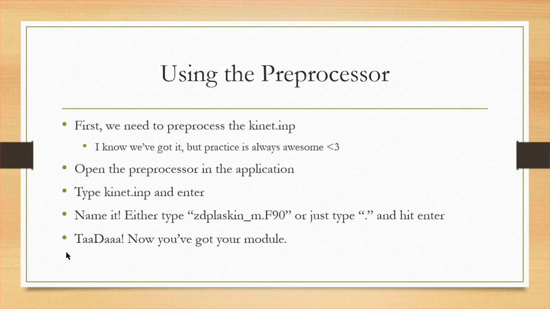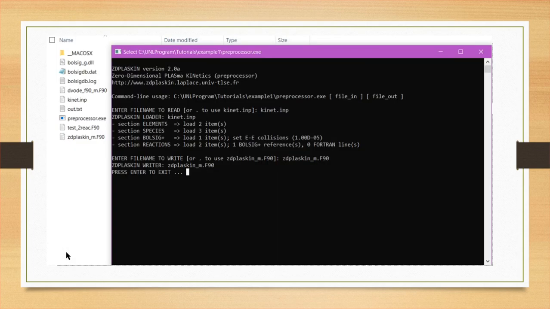I suggest using the regular name zdplaskin_m.f90, or just type period and hit enter. This will just name it the same thing and put it into your file. I've included the visual process, so this is what it's supposed to look like. If you're getting errors, it'll tell you which part, and honestly for this case, you shouldn't have any errors unless you modified anything in your connect.inp.